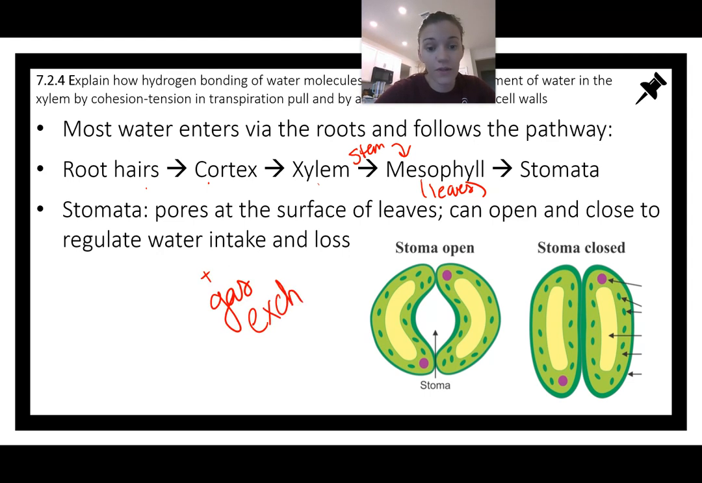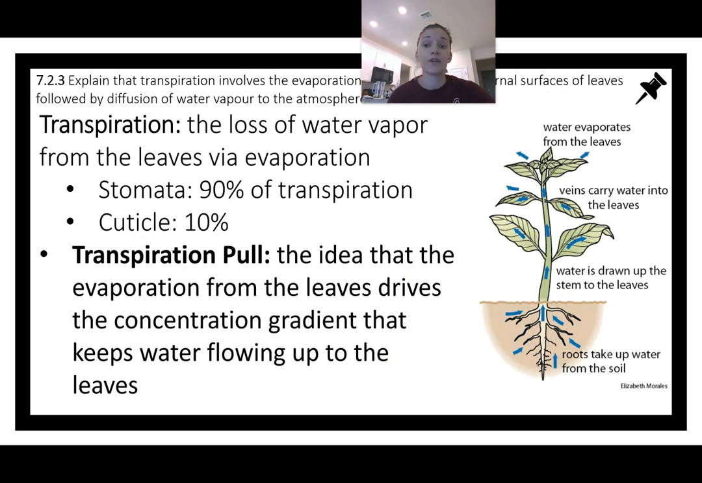So the problem is going to become that the stomata need to be open at certain times or for X amount of time to allow oxygen and carbon dioxide to diffuse in and out for photosynthesis. And with those gases, water vapor is going to escape as well. So it becomes kind of like a struggle back and forth, which is transpiration. So transpiration is the loss of water vapor from the leaves via evaporation.